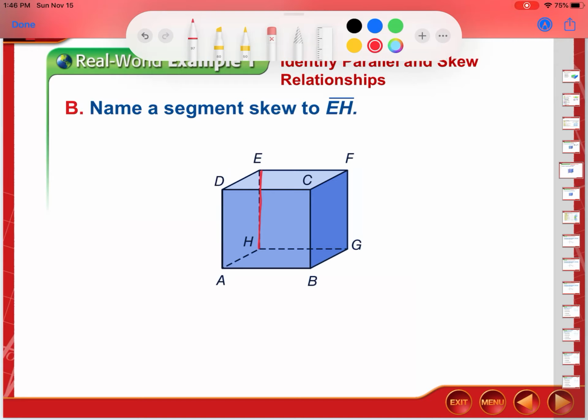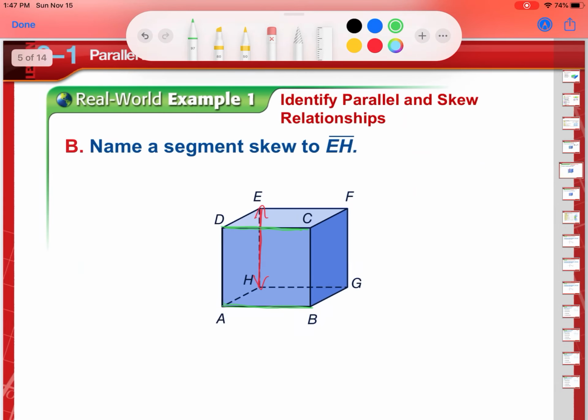All right. Moving on, name a segment skew to EH. So we have line EH here. So our skew lines are those that are not in the same plane and that are never going to intersect line EH. So line EH is going straight up and down. So we need the lines that are going like left and right, but aren't in the same plane. So like DC would work since it's on the front here. Line AB would work since it's on the front here.